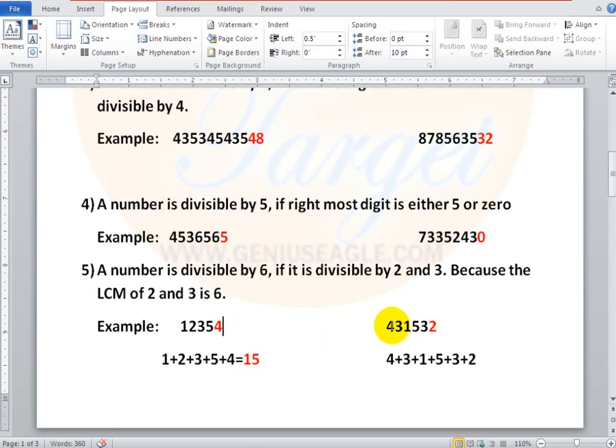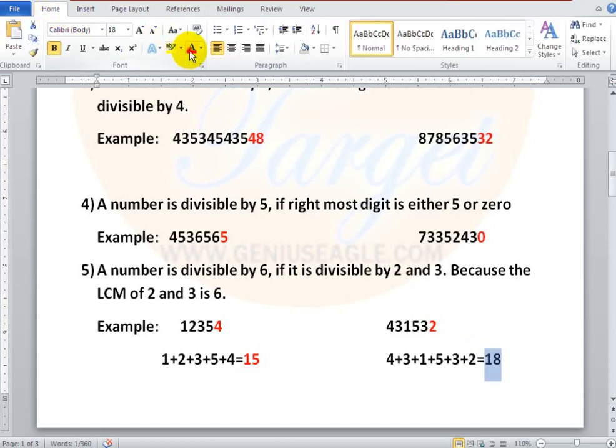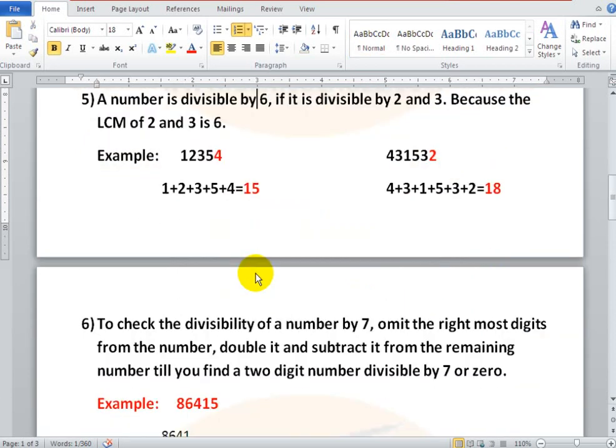Similarly, you can consider this example. In this case, the sum of the digits is 4 plus 3 is 7, 7 plus 1 is 8, 8 plus 5 is 13, and 13 plus 3 is 16, 16 plus 2 is 18. So in this case, you should notice that the sum of the digits is 18 and the last digit of this number is 2. So this complete number is divisible by 2 and 3. Therefore, this number is also divisible by 6.